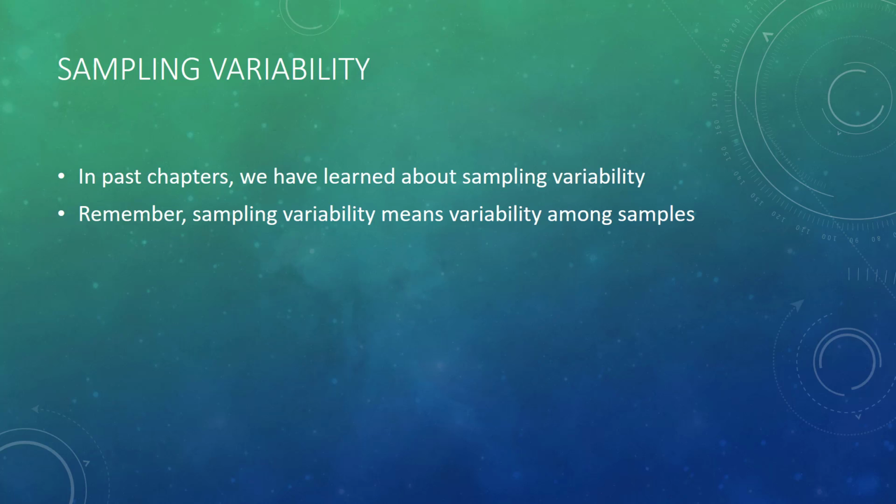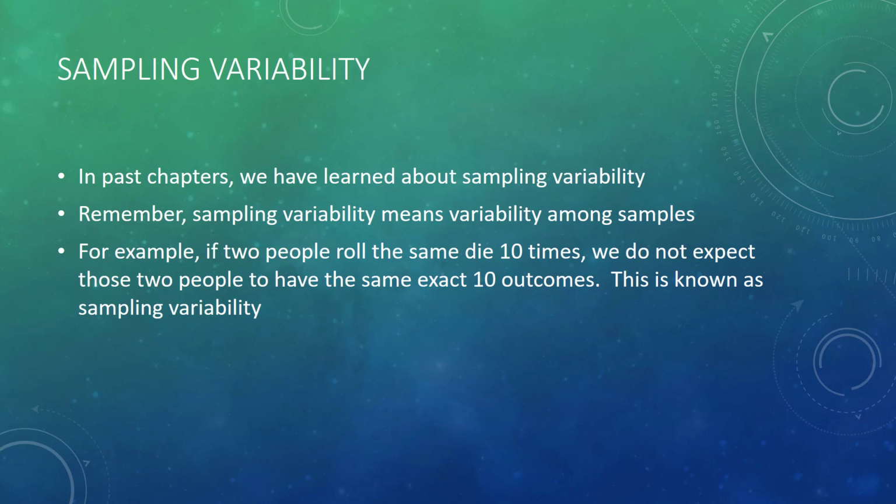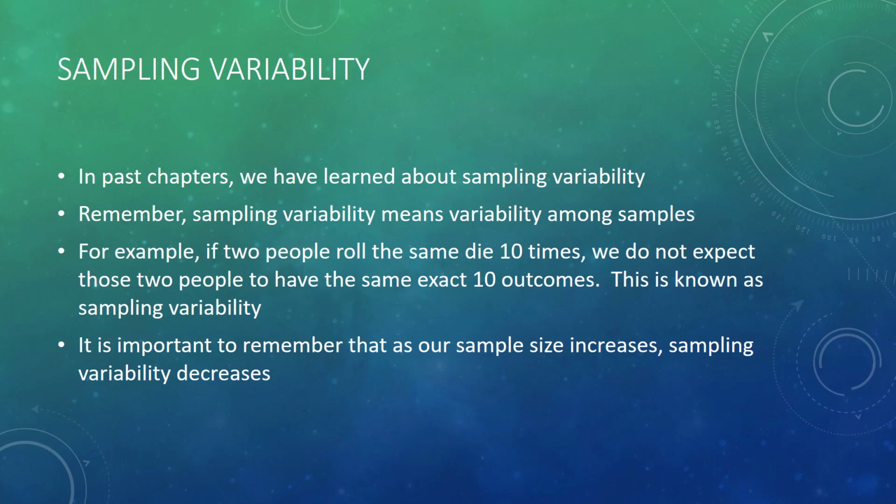Remember, sampling variability simply means variability among samples. For example, if two people roll the same die 10 times, we do not expect those two people to have the exact same 10 outcomes. This is known as sampling variability. It is important to remember that as our sample size increases, sampling variability decreases.